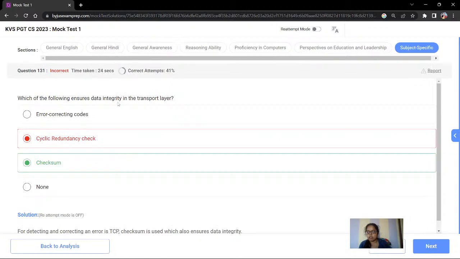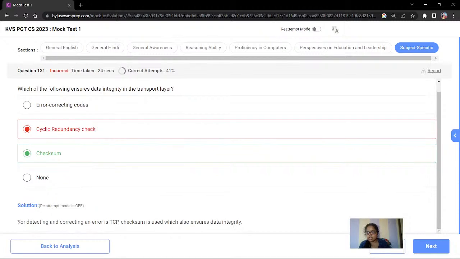Next, which of the following ensures data integrity? Checksum is related to data integrity. For detecting and correcting errors, the TCP checksum is used for data integrity.